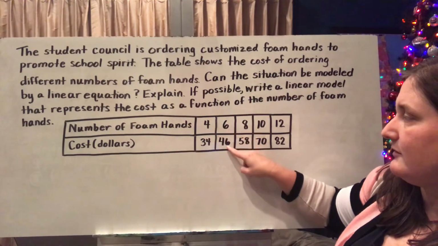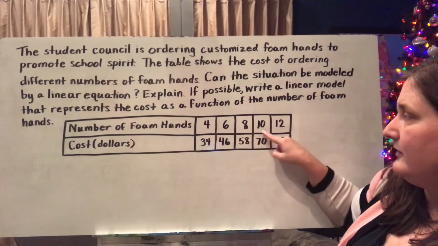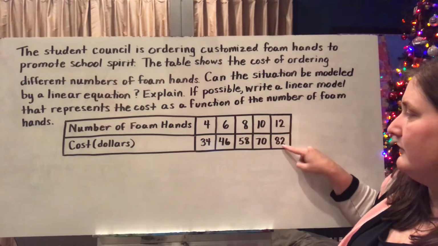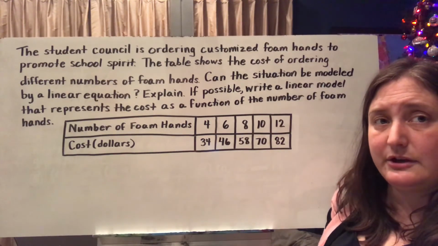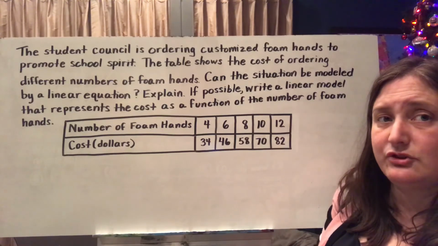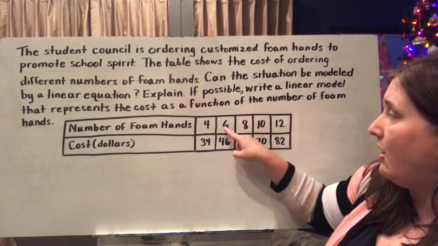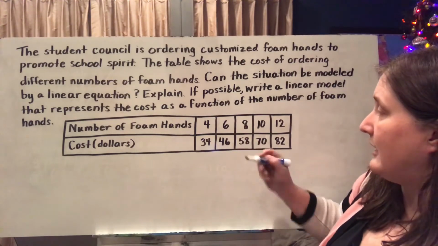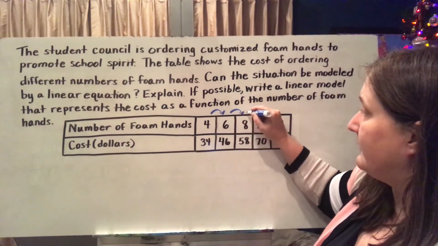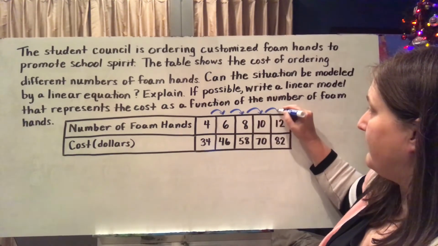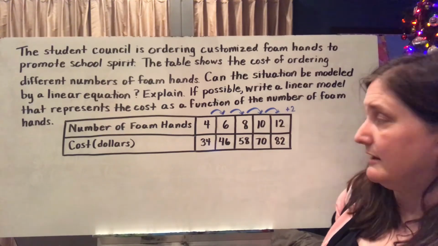6 foam hands is costing us $46. 8 is costing us $58. 10 is $70, and 12 is $82. So first we want to see, is this going to be linear? Do we have a constant rate of change? So as I look at my number of foam hands, they're all going up by 2 each time. And that stays consistent across all of these values. They're always going up by 2. So I do have a constant rate for the number of foam hands.